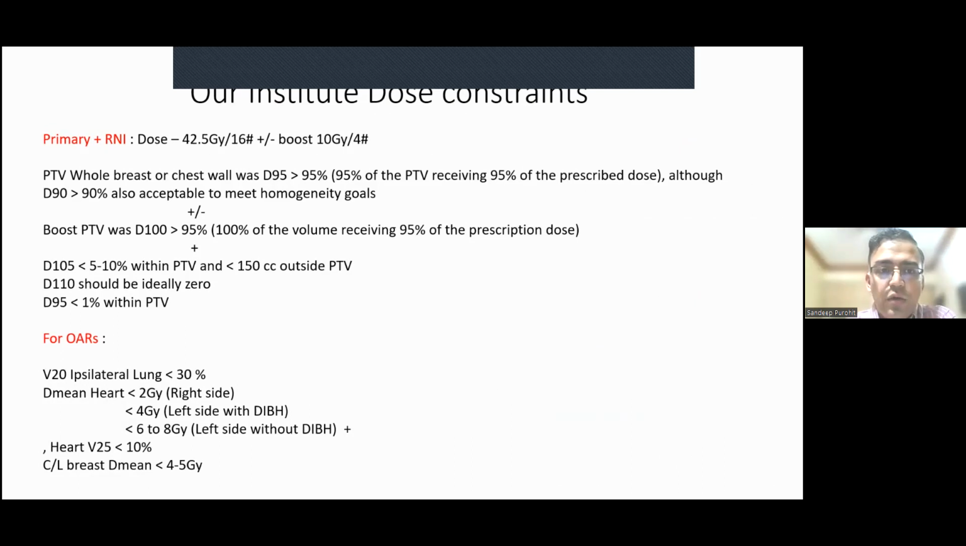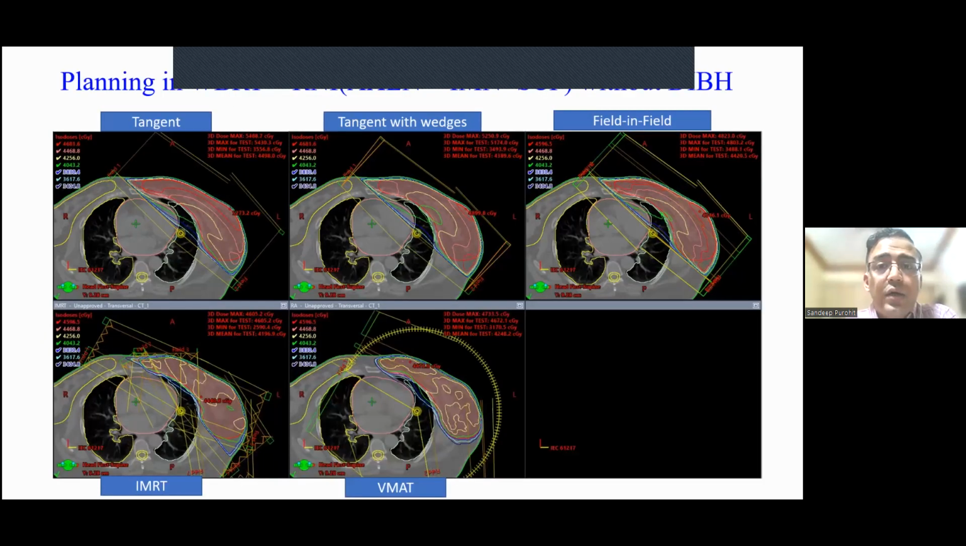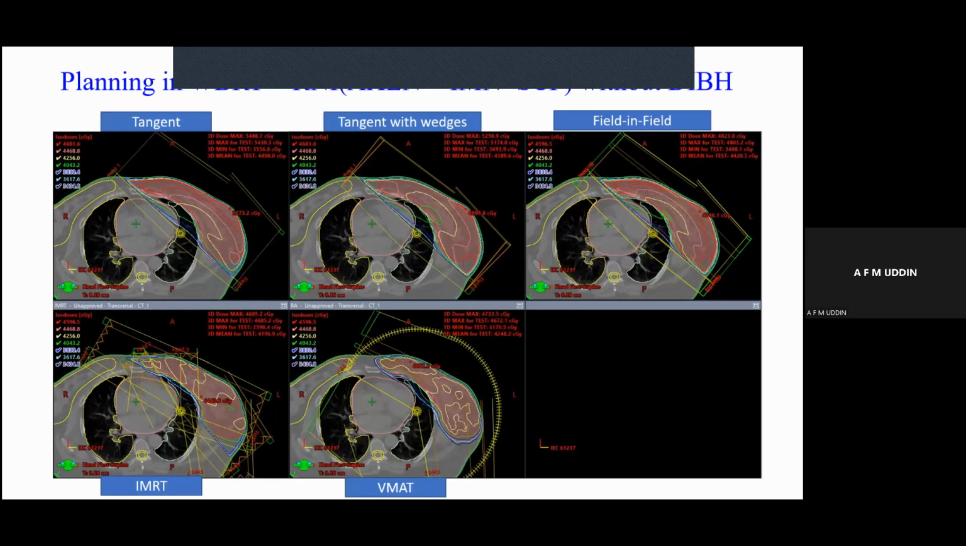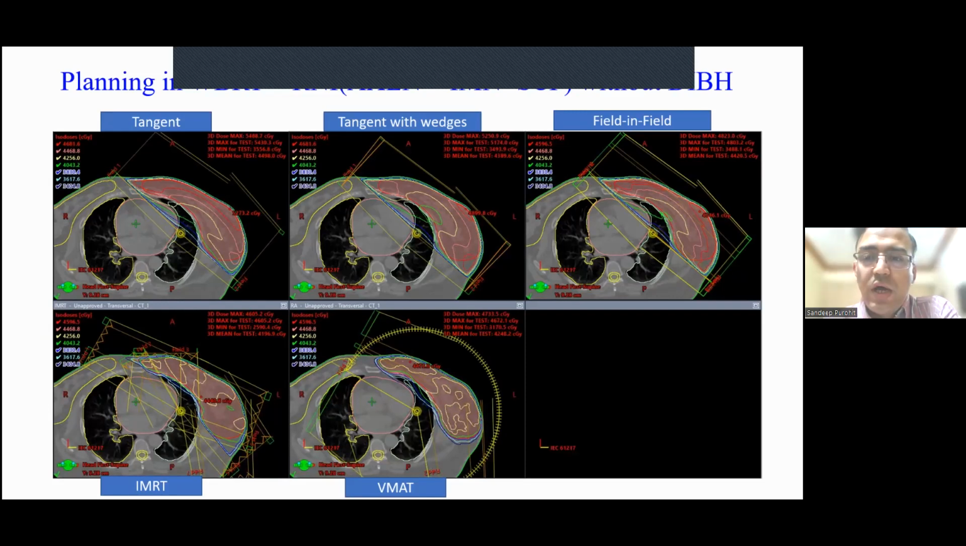So these are our institution's dose constraints that we achieve for treating the patients. Now I have with me some patients on whom we have made certain plans. So I'll be discussing patients both with the whole breast radiation and with post mastectomy radiotherapy, with and without DIBH. So this first patient is a patient with whole breast RT given regional nodal irradiation without DIBH.